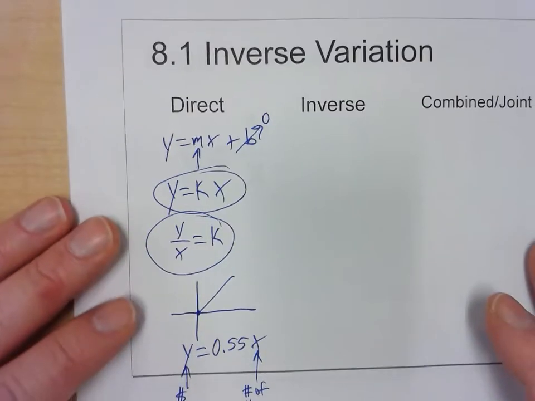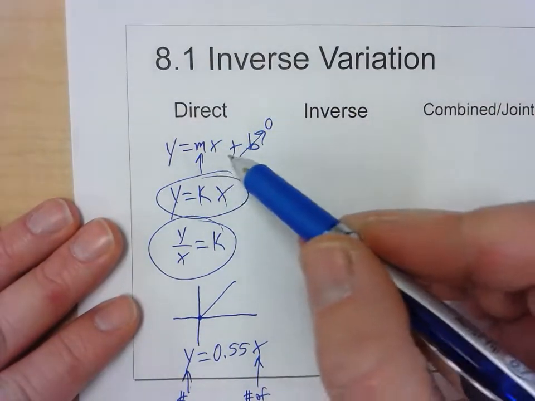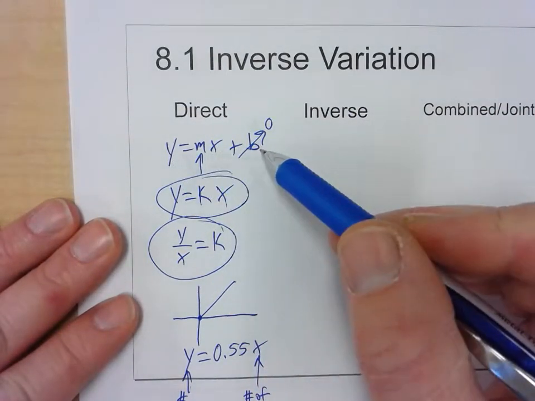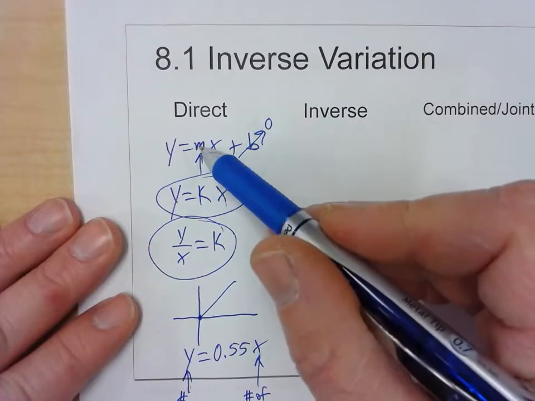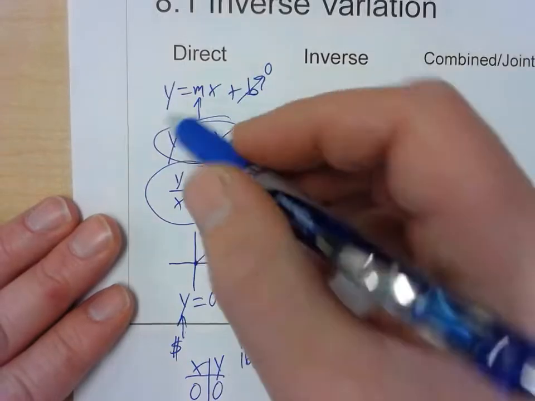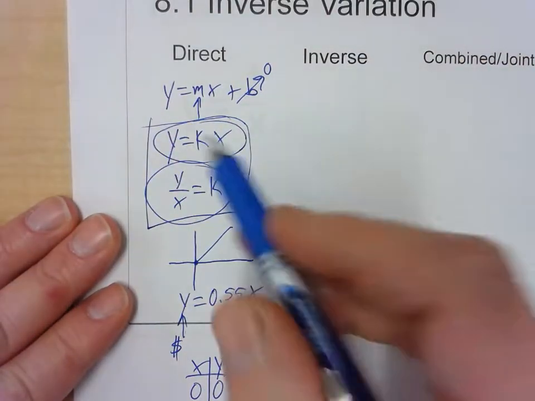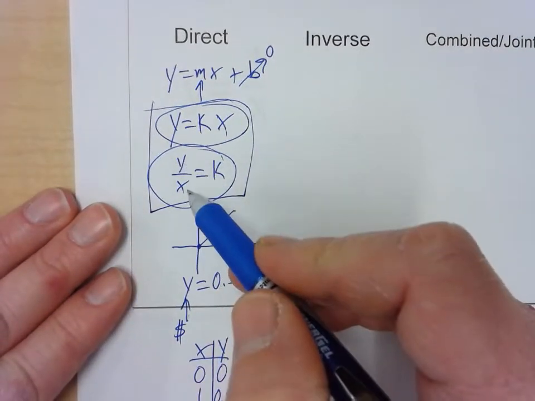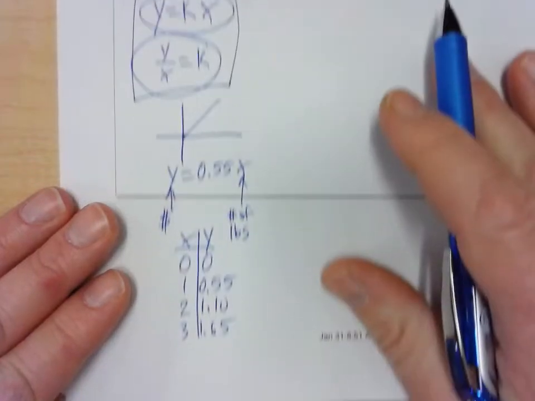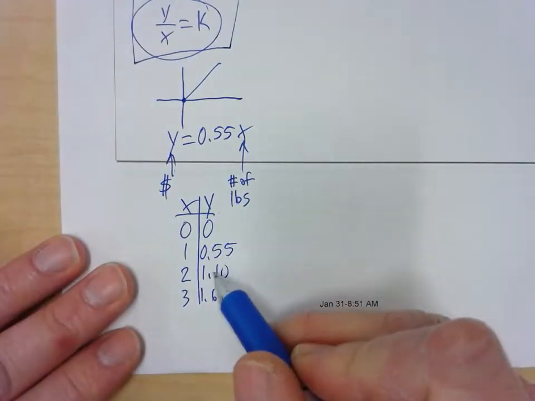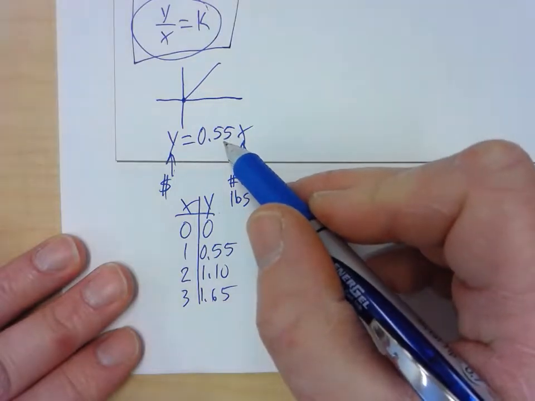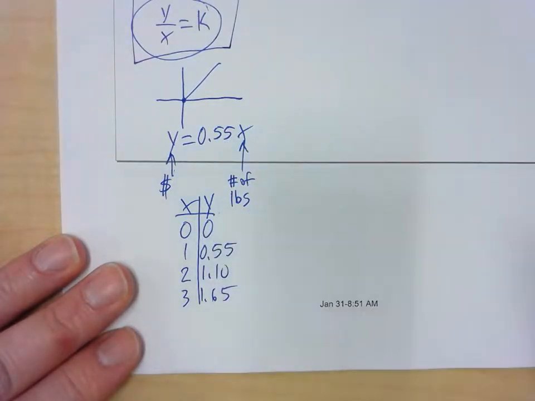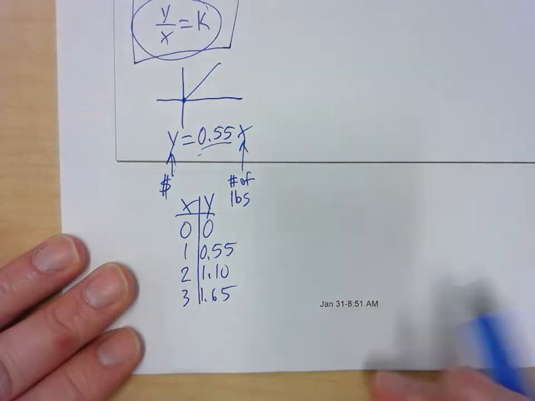So basically, direct variation is just a modification of the old y equals mx plus b. So b is 0 every single time, and then instead of slope, we call it k a constant. So these are the two equations. So y divided by x is always a constant. In this case down here, if I take y and divide it by x every single time, it's going to be 55 cents. Of course, you can't do 0 divided by 0, but there's the k.